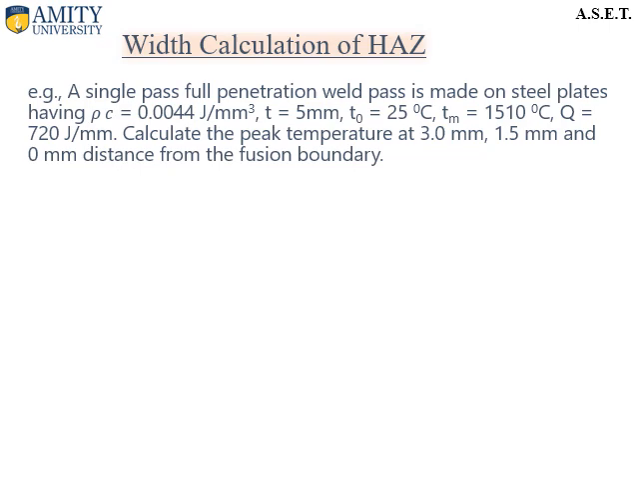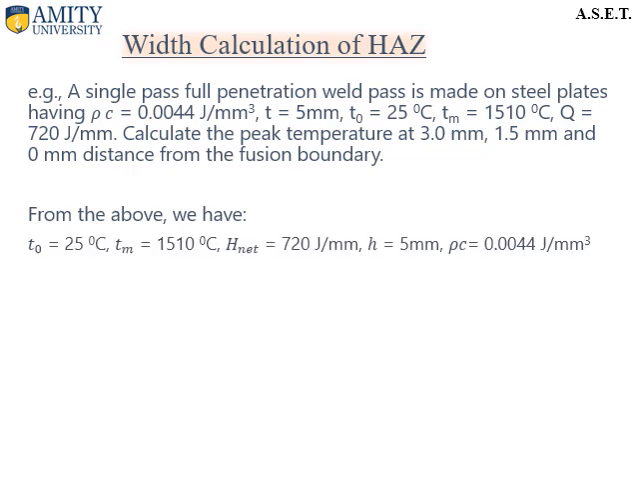Here it is asked to calculate the peak temperature at 3 millimeters, 1.5 millimeters, and 0 millimeter distance from the fusion boundary. So from the above, we have T naught, the initial temperature, as 25 degrees Celsius, Tm, the melting point temperature, as 1510 degrees Celsius, and net heat supplied as 720 joules per millimeter. H represents the thickness, and ρC represents the volumetric specific heat, which is 0.0044 joules per millimeter cube.